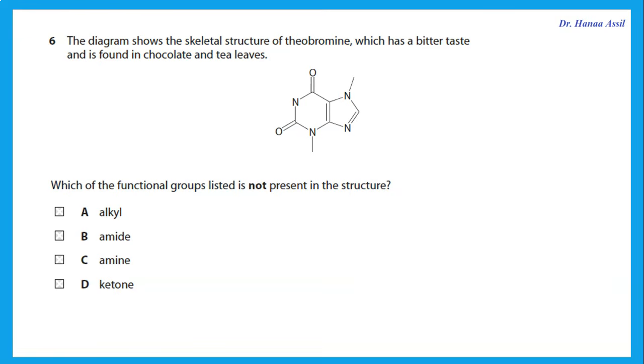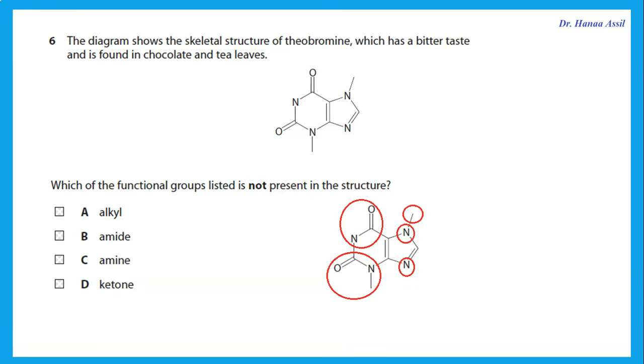The diagram shows the skeletal structure of theobromine, which has a bitter taste and is found in chocolate and tea leaves. Which of the functional groups listed is not present in the structure? Well, let us take a look. Do we have an alkyl group? Yes, we have an alkyl group. That's the CH3 attached to the N on the right. Amide groups, we have 2 amide groups on the left.